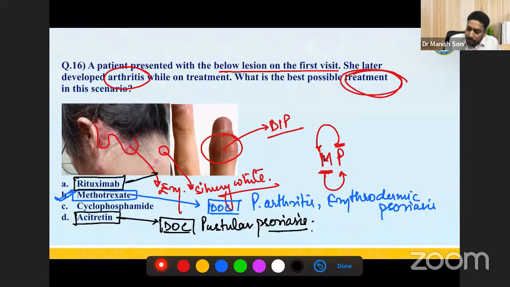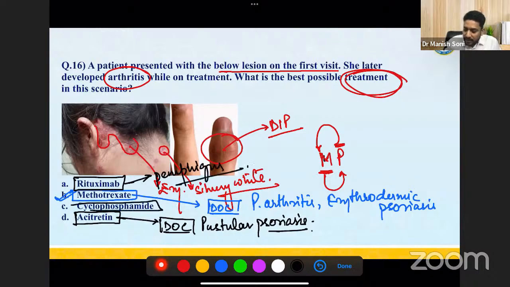Rituximab is used in pemphigus. Cyclophosphamide is also used in pemphigus. So cyclophosphamide, rituximab, they are generally used in pemphigus. Methotrexate and acitretin are used in psoriasis, where methotrexate is the drug of choice for psoriatic arthritis. So that's why the answer is methotrexate.